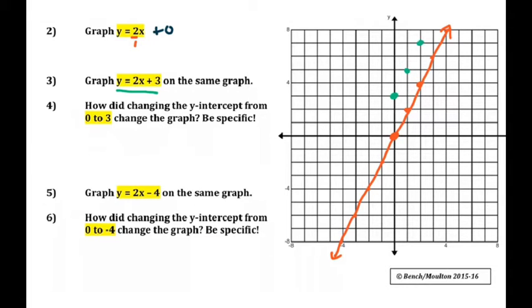Notice that this has the same slope as the other one. So because they have the same slope, what do you notice about the two lines? Okay, you should say that they're parallel. So these two are parallel lines. They have the same slope.